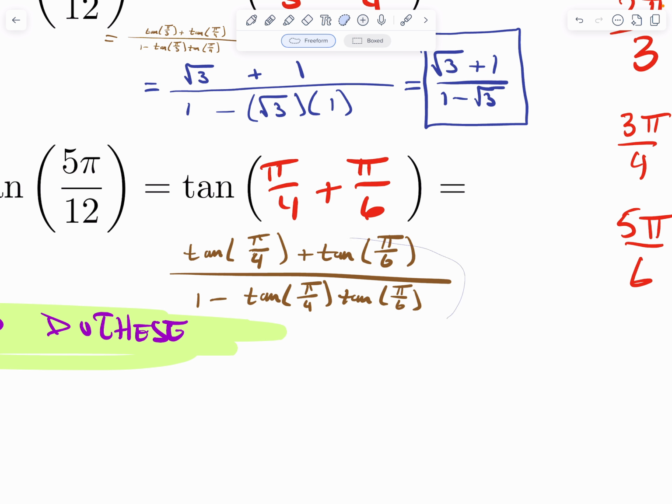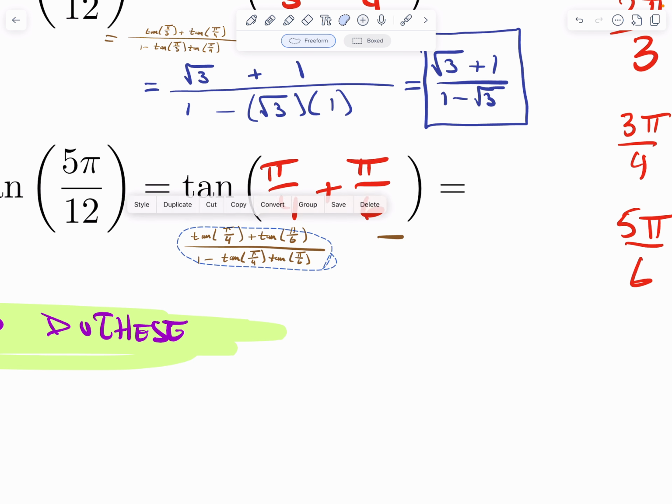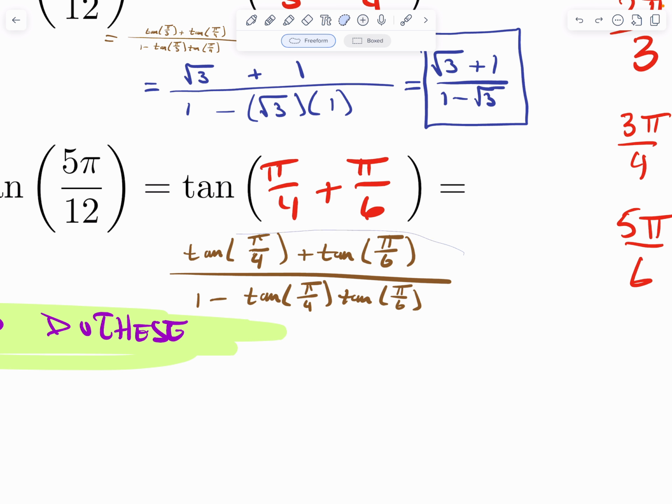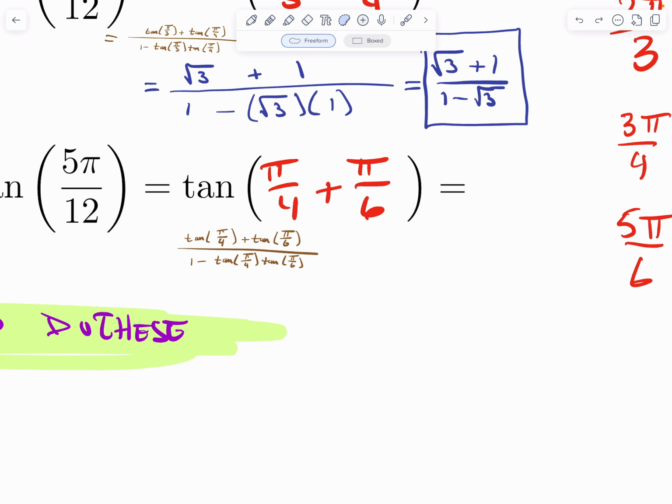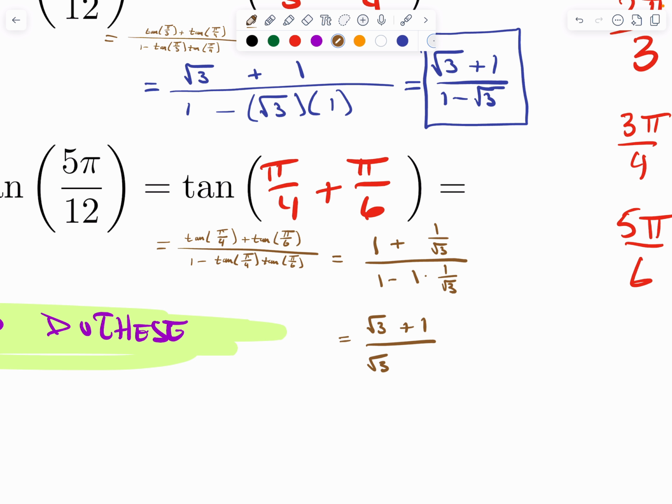Let's shrink this down. Whoops, my pi lost its head. Let's try again. Okay, so we know the tangent of pi over 4 is 1, plus 1 over radical 3, and then 1 minus 1 times 1 over radical 3. I suppose it would be kind of me to clean this up a little bit. So let's multiply the top and bottom by radical 3, just to clean that up a little bit.